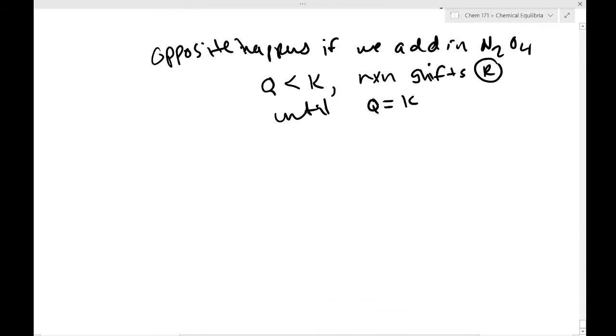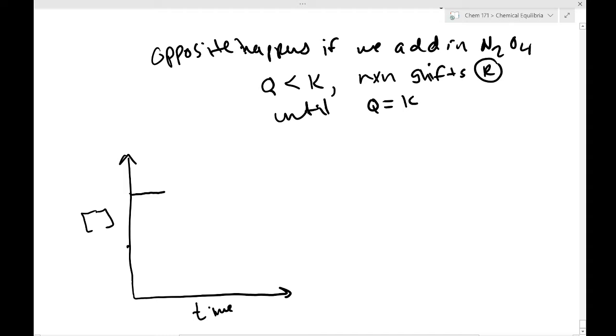Let's look at how this looks in graph world. So if we have concentration on the y-axis and we have time on the x-axis, let's say we have some equilibrium concentration of, these are bad straight lines. Let's see if we can do that better. Equilibrium concentration of NO2 and N2O4. Okay. At this point, Q is equal to K, so nothing changes with time.